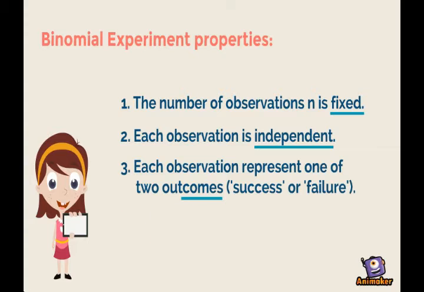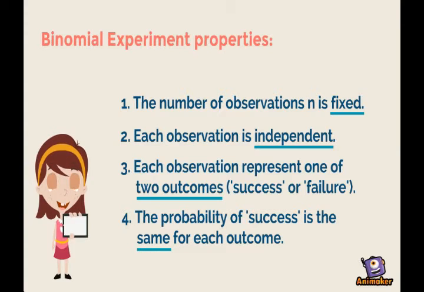Properties. The number of observations n is fixed. Each observation is independent. Each observation represents one of two outcomes, success or failure. The probability of success is the same for each outcome.